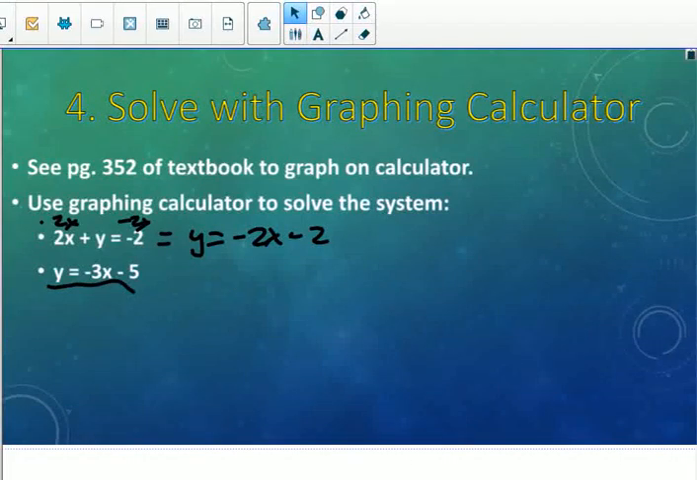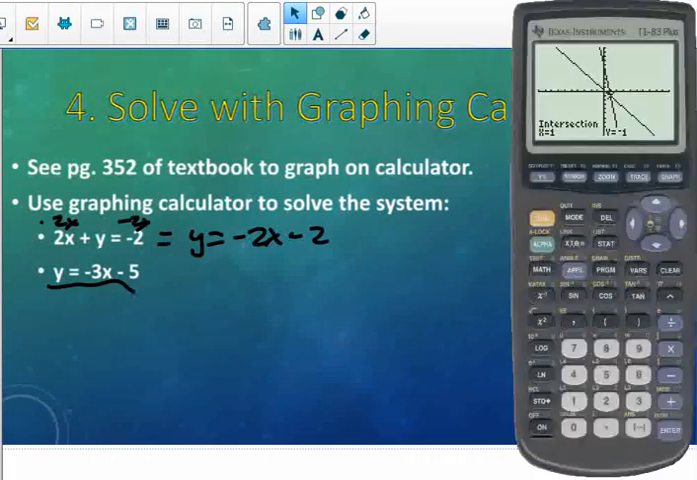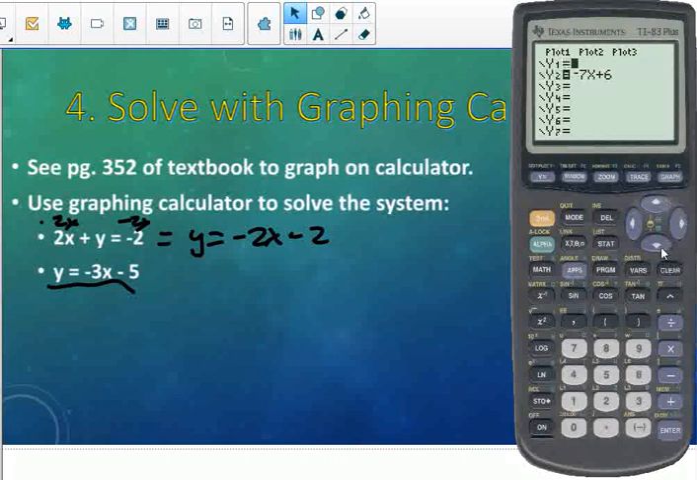So I grab my calculator again. Go to my y equals, clear these. And so I have negative 2x minus 2. And the other one is negative 3x minus 5. Hit graph.